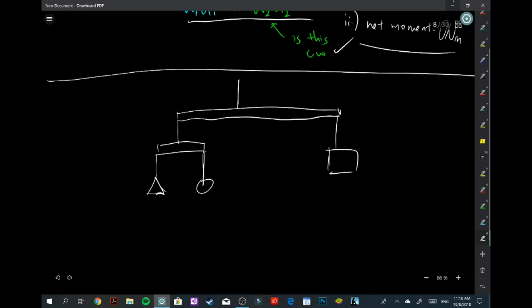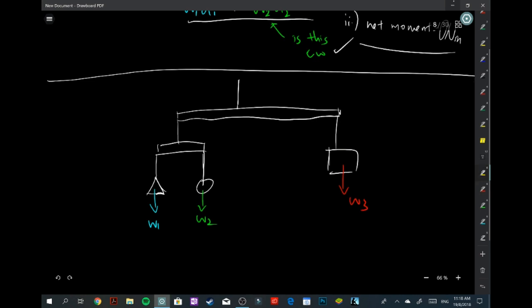First thing first, we need to identify all the forces. So the forces, let's label them as W1, W2, W3. Now, please take note.